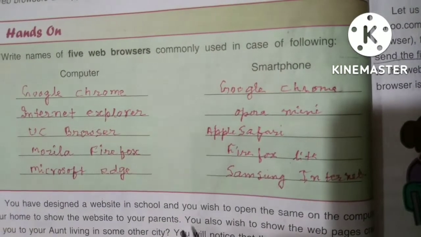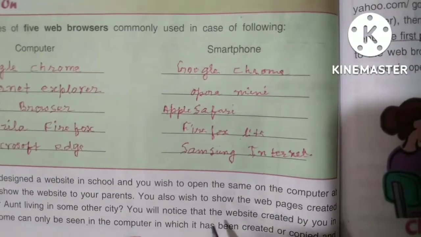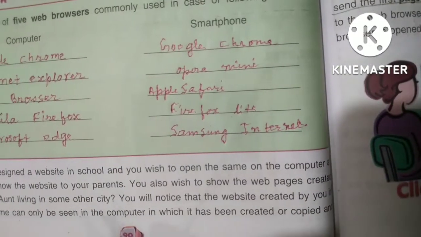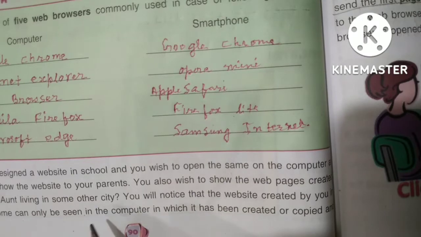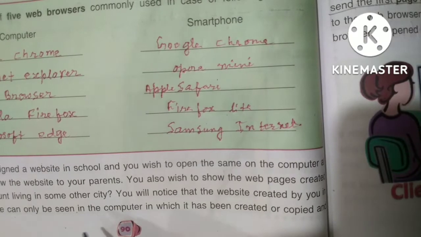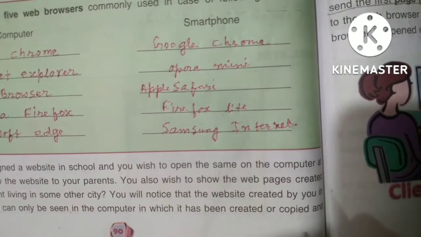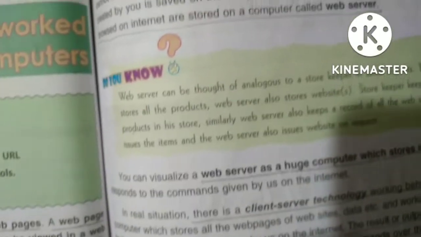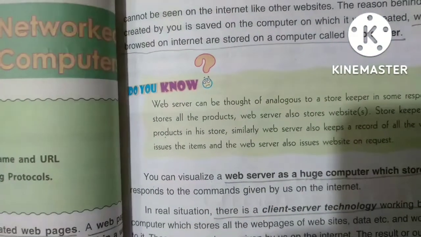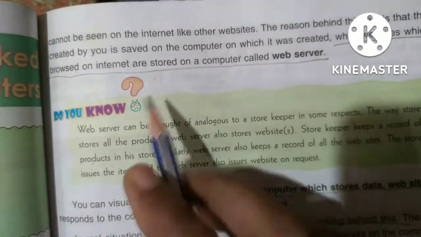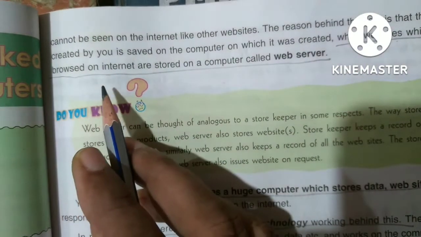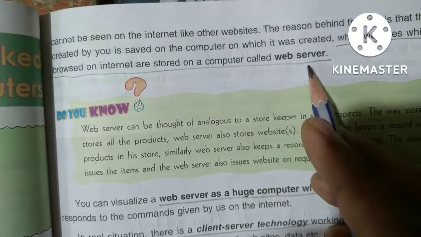You have designed a website in school and you used to open the same on the computer at your home to show the website to your parents. You also wish to show the web page created by you to your aunt living in some other city. You will notice that the website created by you in school or at home can only be seen in the computer in which it has been created or copied and cannot be seen on the internet like other websites. The reason behind this fact is that the website created by you is saved on the computer on which it was created, while websites which can be browsed on the internet are stored on a computer called web server.